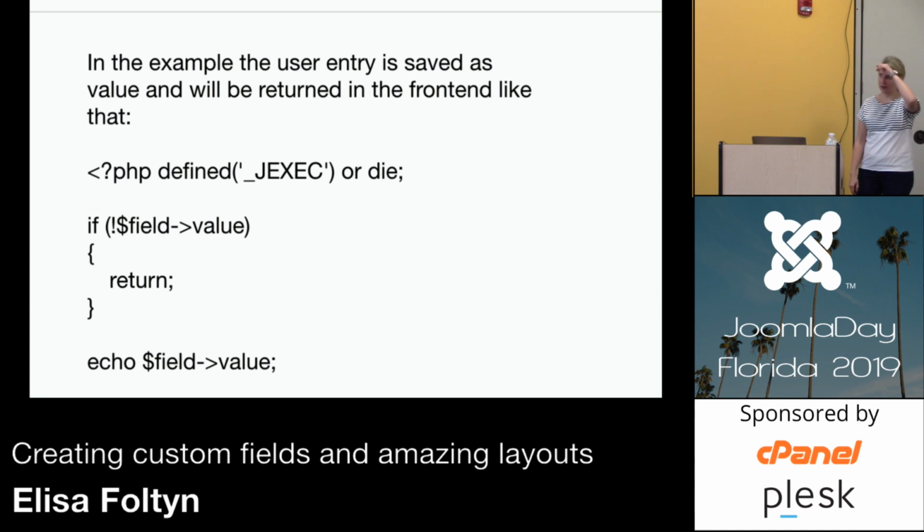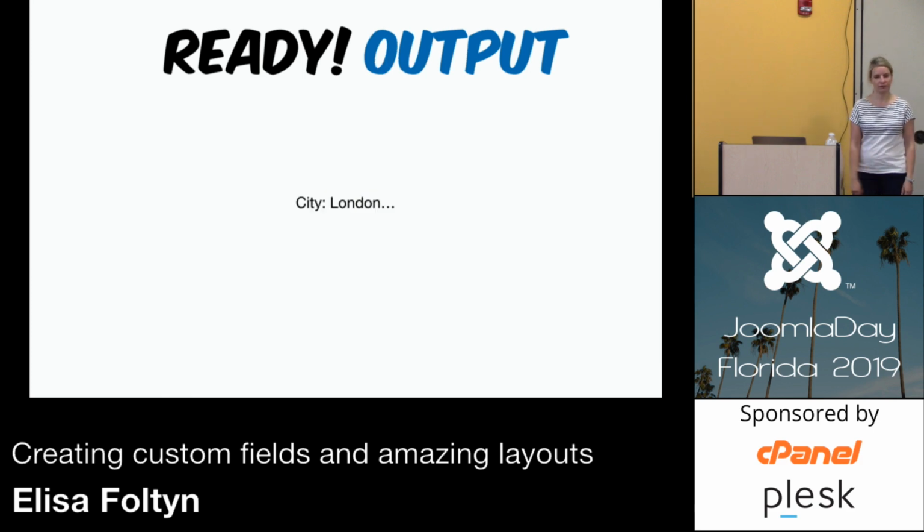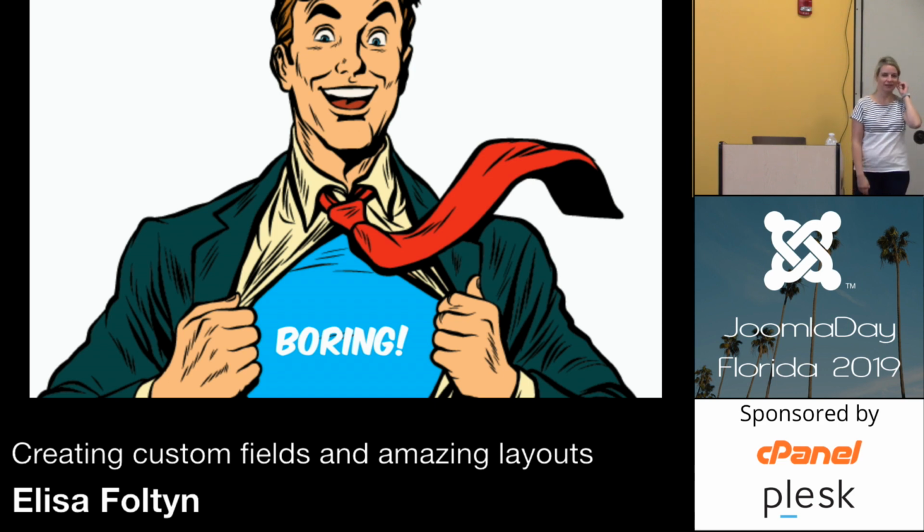So in the example, the user input was saved as a value and is returned in the front end like that. I say if the value is not empty, then please display the field value. So if the user types in London, it displays London on the website. So this is the input, London, and this is the output. And that's boring. I did nothing more than the Joomla core fields are doing. I just had an enhanced input with the autocomplete, but the output is quite boring.